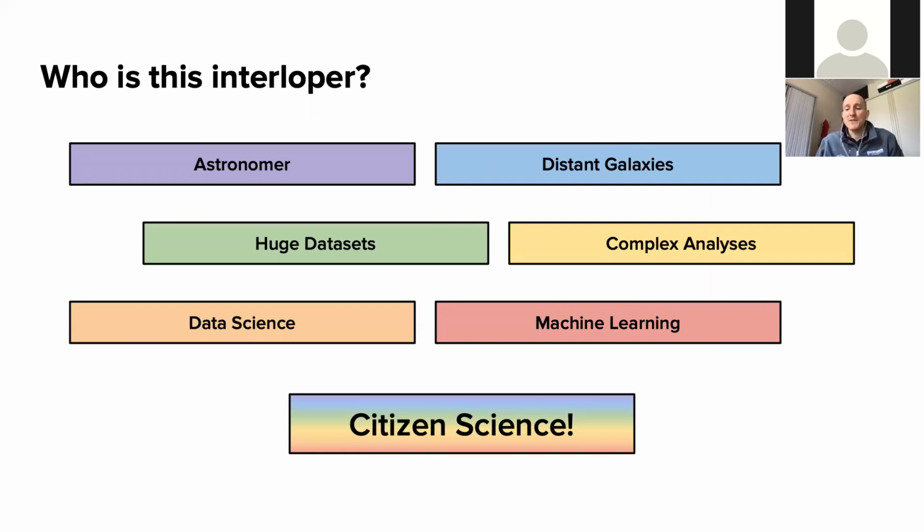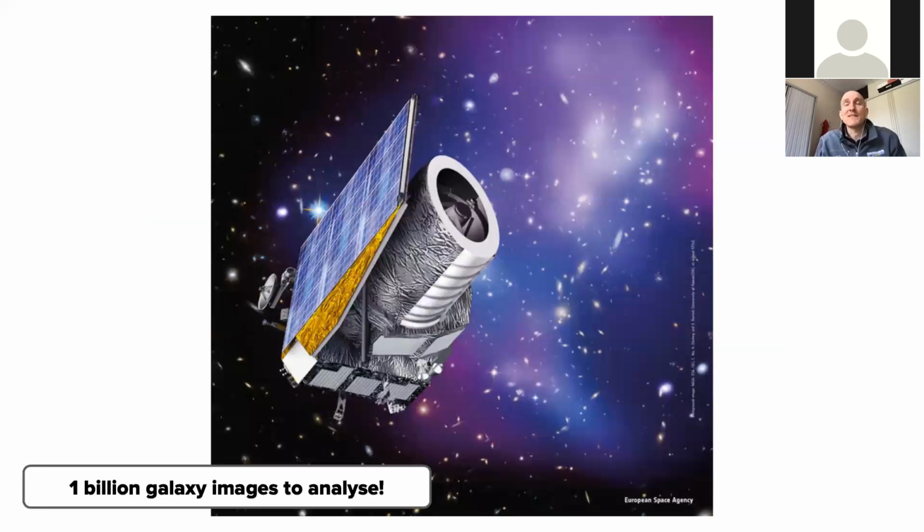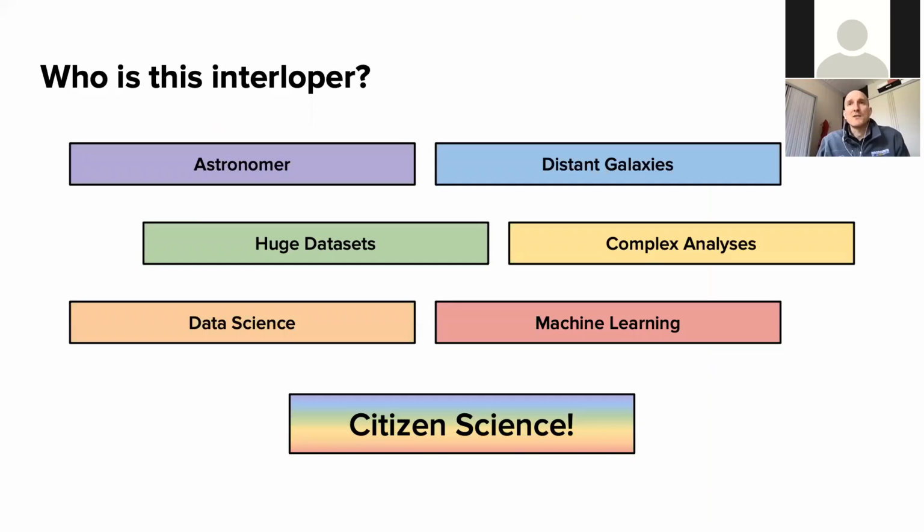So to get that image, we use telescopes that look a bit like this. This is a telescope that actually hasn't been launched yet. But this telescope will take images of 1 billion galaxies. Okay, so we need to be able to analyze 1 billion images. And that's not particularly difficult. I mean, these days, 1 billion isn't a huge number, but when you add to that the fact that you need to analyze those images in a complex way.